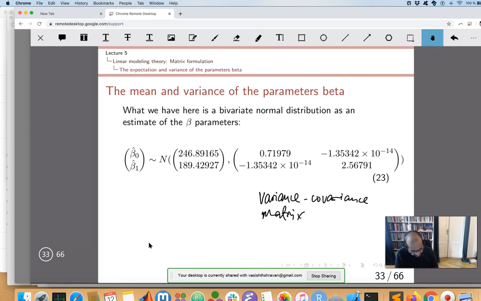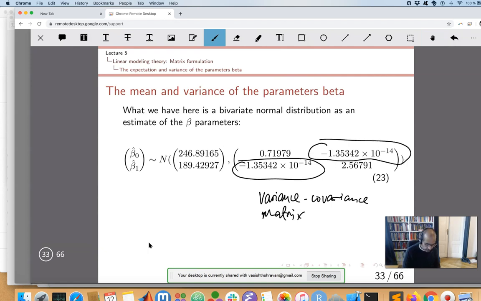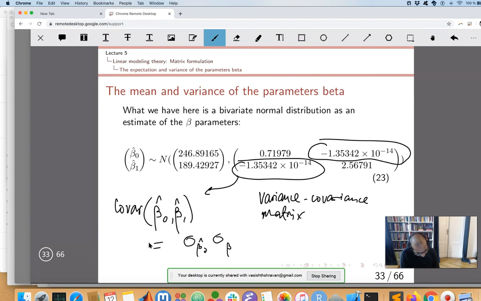So the diagonals I'd already talked about, but the off diagonals here represent something called the covariance between the two random variables, these two random variables here, beta 0 hat and beta 1 hat, right? And the covariance is actually defined as the product of the standard deviations of each of the random variables multiplied with the correlation of those two.